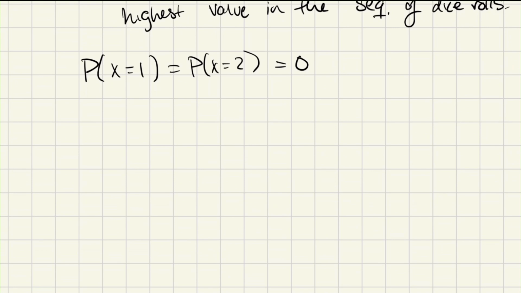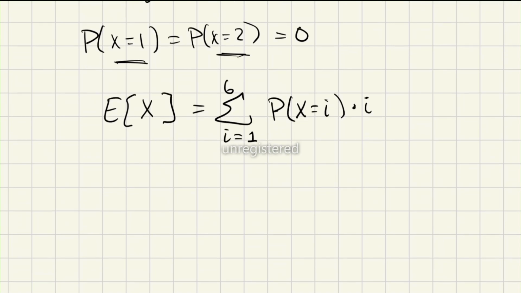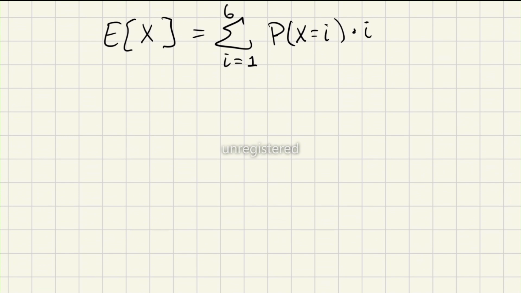So now let's go to our expected value formula. The expected value of x, this is what we want to solve in our problem, is simply the sum of all the probabilities times the value itself. Well, we already solved for x equals 1 and x equals 2, so now we just need to figure out what the rest of the probabilities are. Okay, so what's the probability that x equals 3?